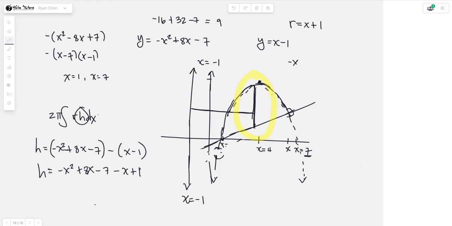1 and 7 were the x-intercepts of the parabola. The region ends at 6. Oh, good. So 1 and 6. But obviously, you would have set the two functions equal to do that. So I trust that you're good there. Fair?